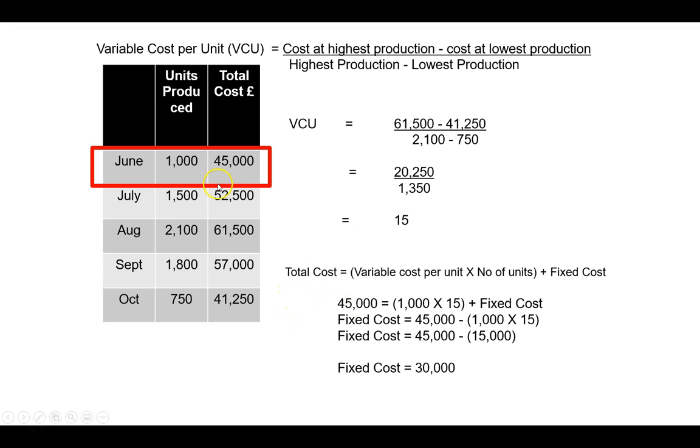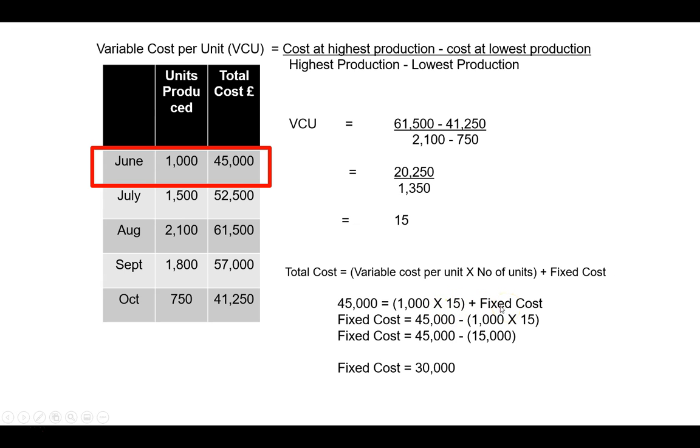So the total cost for June is 45,000. Variable cost per unit is from here. We're working from here, which we got 15, times the number of units. June, the number of units is 1,000 units were produced. So the 1,000 units produced times the variable cost per unit, which we work to get 15. Are you with me, guys? In bracket plus our fixed cost.